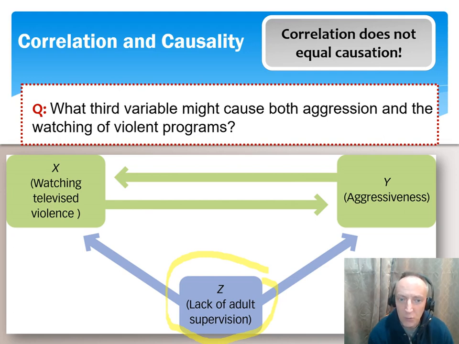So for example, we know that there's a strong correlation between playing first-person shooter games and actual acts of violence. We know there's a strong positive correlation between those two variables. Does that mean playing violent video games makes you become a school shooter, for example? Well, we don't know. We can't say that.